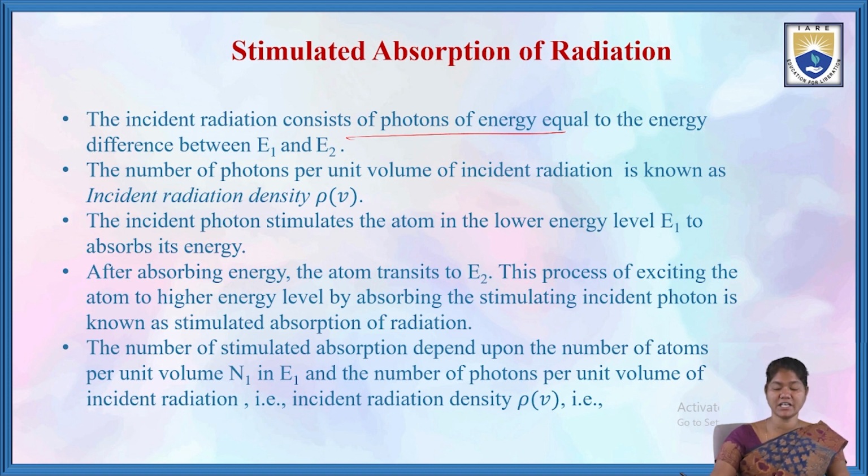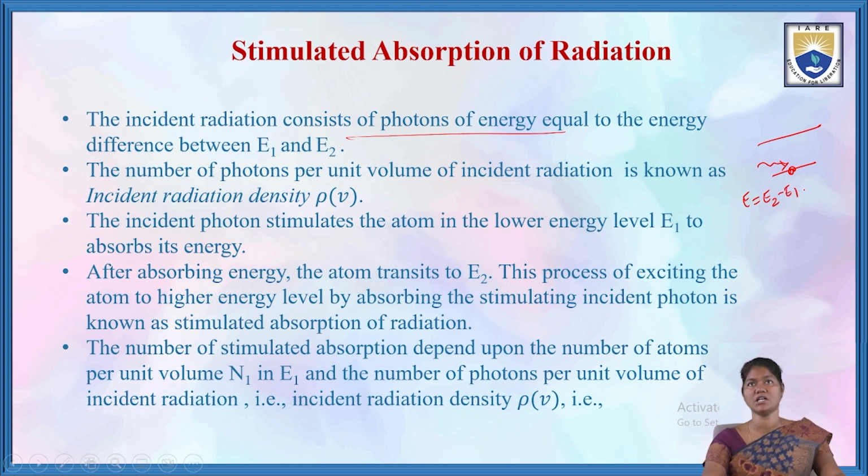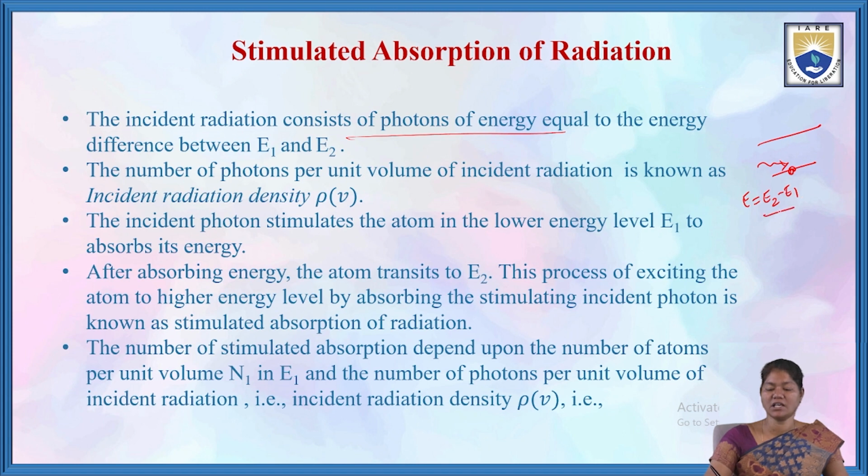So that incident radiation has energy h nu equal to the energy difference between the two energy levels. That is, E equals E2 minus E1, the energy difference between the two energy levels. So the incident radiation consists of photons having energy equal to E2 minus E1. So this photon's energy should be equal to the energy difference between the two energy levels E1 and E2.